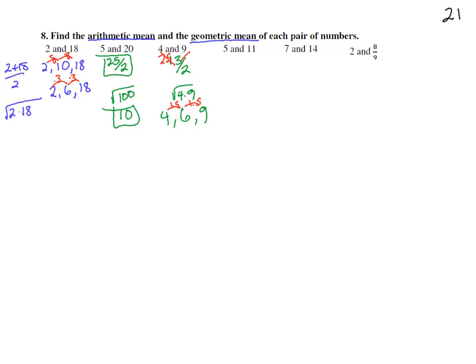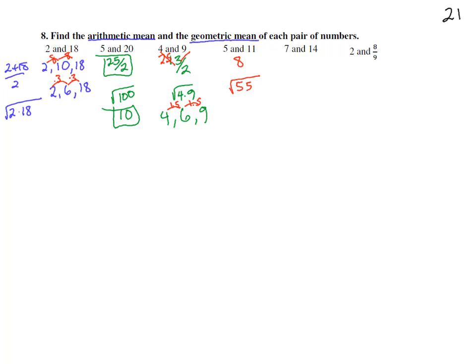All right, the next one, 5 and 11. We take 5 plus 11 is 16, divided by 2 is 8. That's the arithmetic mean. And the geometric mean would be 5 times 11 is 55, square root. Now that's interesting that we have a square root as a geometric mean. And yes, indeed, if you were to take the square root of 55 divided by 5, and then take that ratio and times the square root of 55 by that, you would indeed get 11.